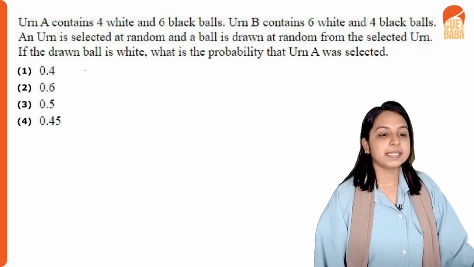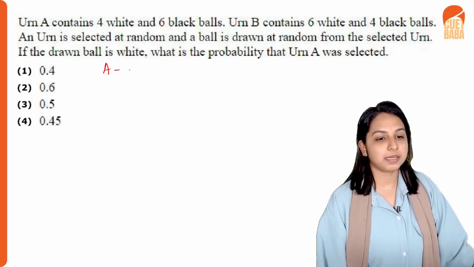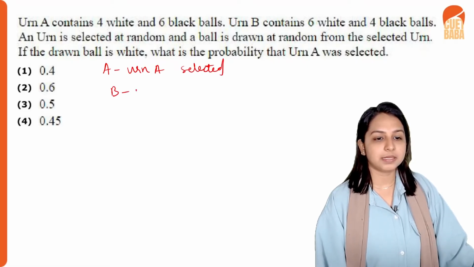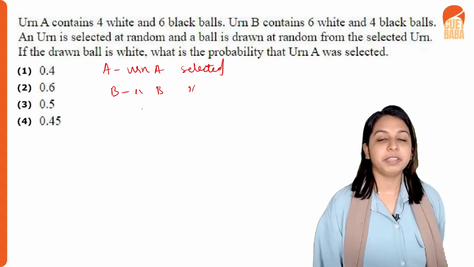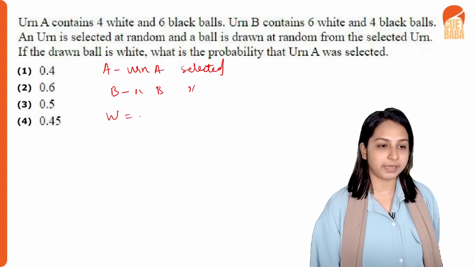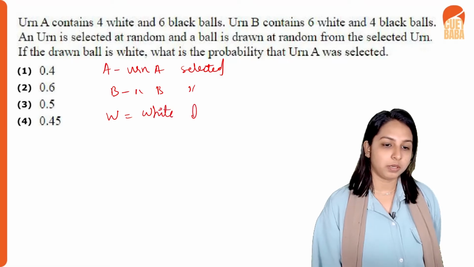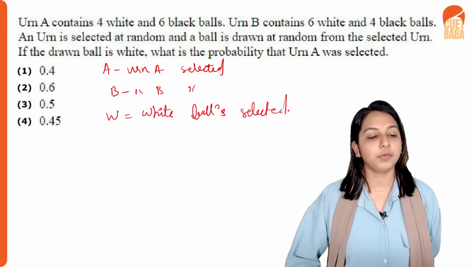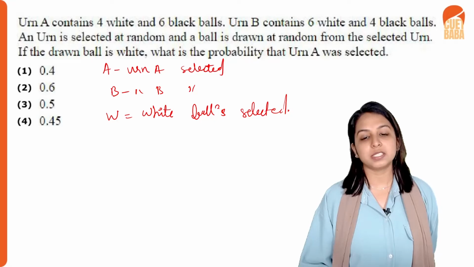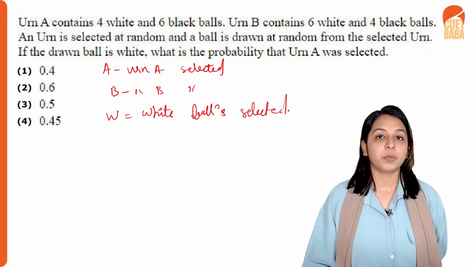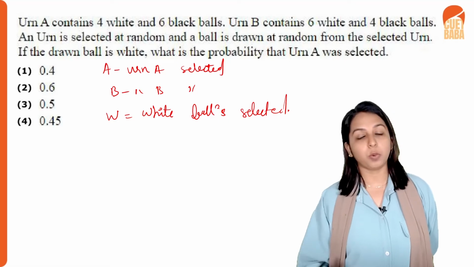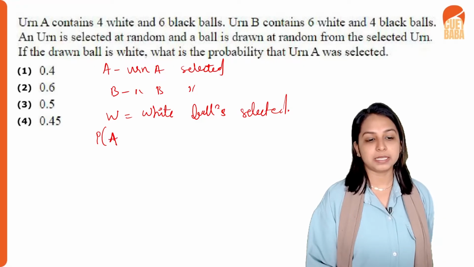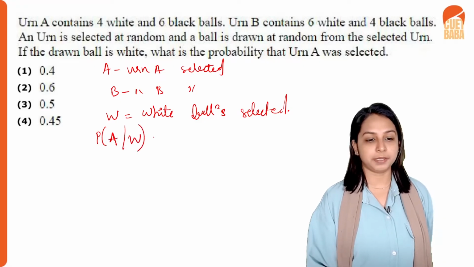So, let us take event A as urn A is selected, and event B as urn B is selected. And we will define a third event, that is W, which is a white ball is selected. So here the question is that we have to find out, if the drawn ball is white, what is the probability that urn A is selected? So probability of selecting urn A given that the ball is white. So it is a conditional probability that the selected urn is A given that a white ball is selected.